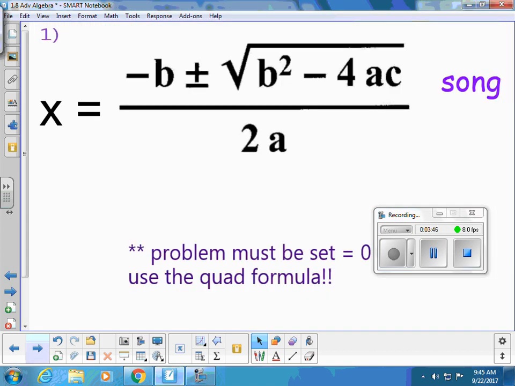Okay, so go ahead and jot down the quadratic formula. I'm going to write it up here on my formula board. You don't have to memorize it. X equals the opposite of b plus or minus the square root of b squared minus 4ac, all divided by 2 times a.